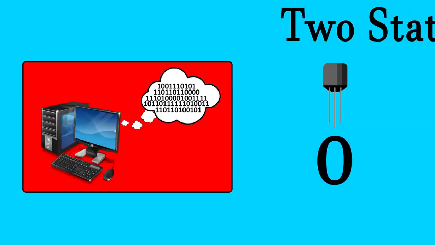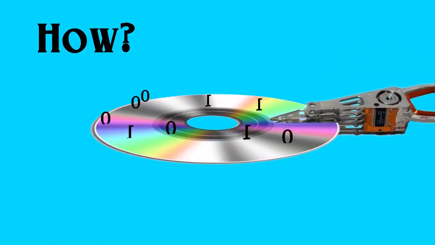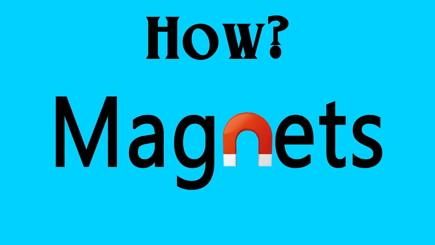So we know that computer data is all stored in binary, something that can have two states, which is interpreted as a 1 or a 0. How does a spinning disk achieve this, and what advantages does a spinning disk have over the microtransistor method? The answer to how is essentially just with magnets.